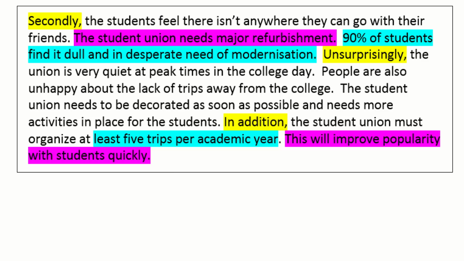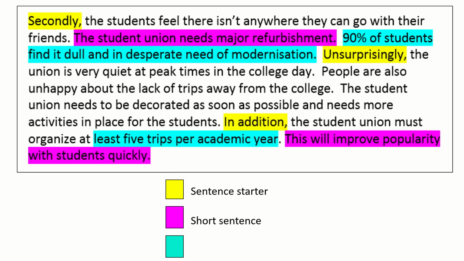So if we look back at that paragraph, a slightly different paragraph, but pretty much the same. I've got sentence starters. I've got secondly, unsurprisingly, in addition, all quite formal sentence starters. I've got short sentences as well. So you can shove in a short sentence, particularly if you want to bring attention to that particular point. And then I've got statistics. So 90% of students and 5 trips per academic year.